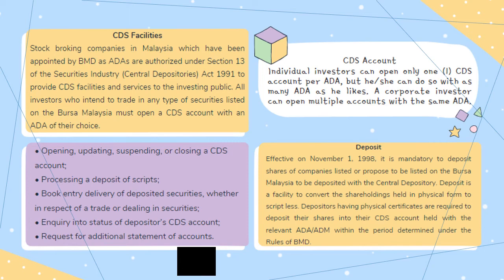So what are the facilities offered? First is opening, updating, suspending, or closing a CDS account. Next, processing a deposit of scrips. Third is book entry delivery of deposited securities, whether in respect of a trade or dealing in securities. Then inquiry into the status of the deposited CDS account, and lastly, request for additional statement.